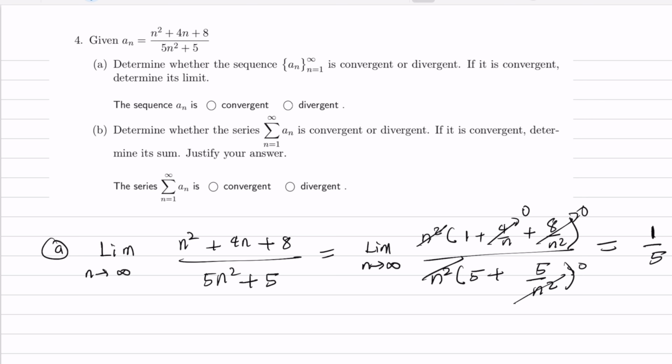Does the sequence converge or diverge? Convergence of a sequence is not so rigorous. Take the limit. If the limit gives you a finite value, then it converges. If it gives you an infinite value, then it diverges. So therefore, this is convergent. Does it make sense?